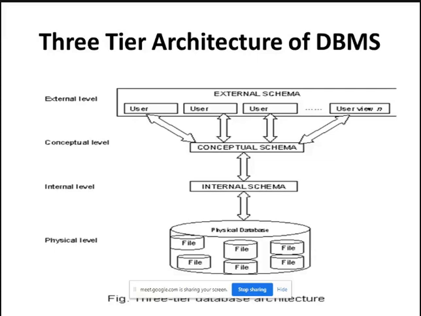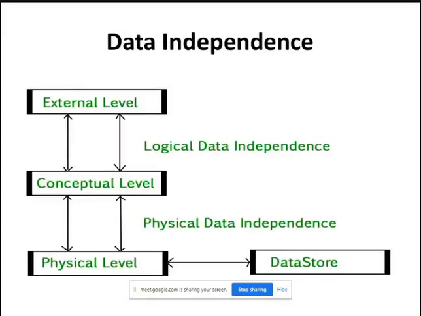The internal level is generally concerned with the following basic categories: the storage space allocation, say B-trees and hashing, access path, data compression and encryption techniques, representation of stored fields, and optimization of internal structures.